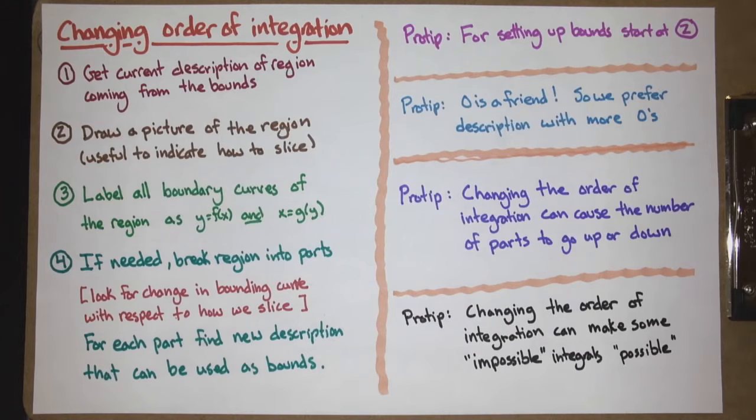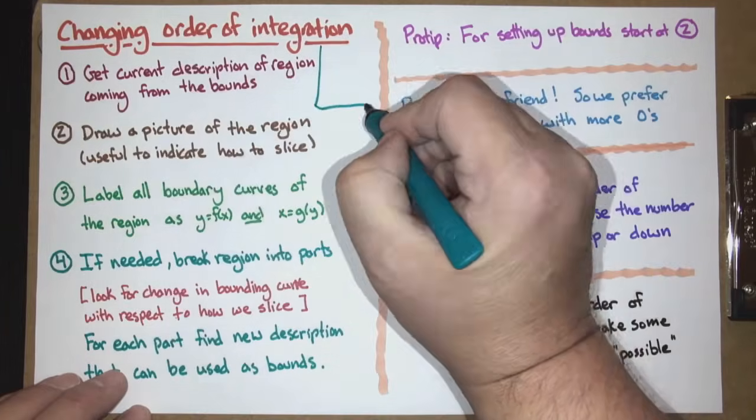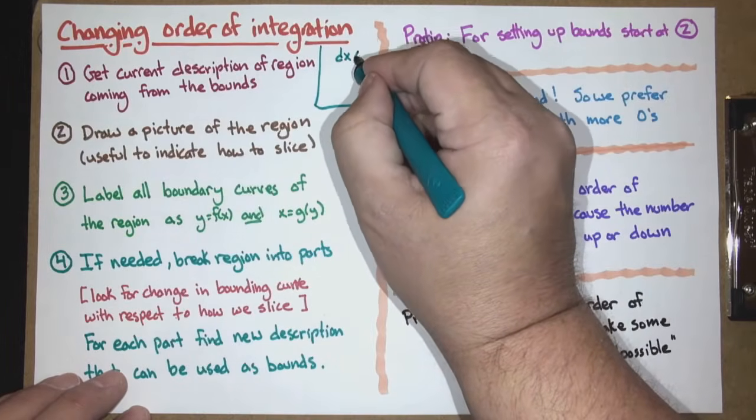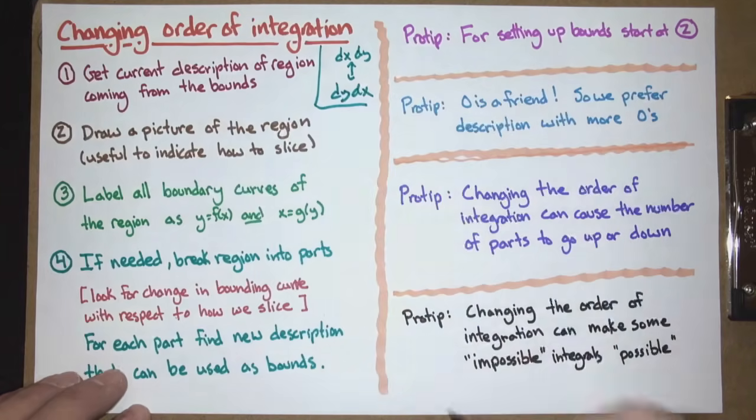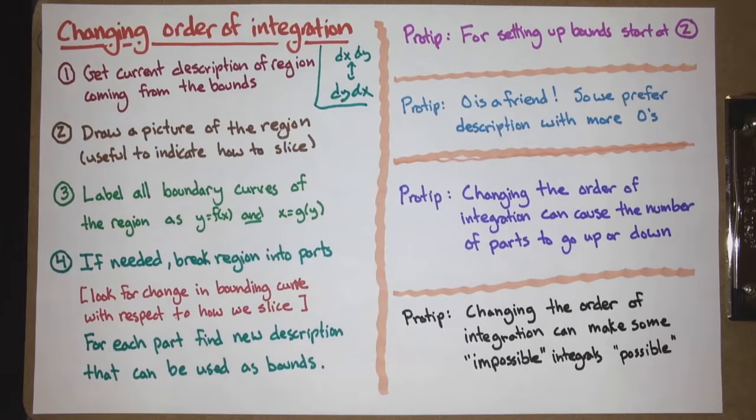And I do apologize. When I say changing order of integration, essentially that means we want to go from dx dy to dy dx, or vice versa. So we want to say, I want to change what I integrate with respect to first. That's what we mean by changing order of integration. So the bounds are storing the description. So we grab that description. Now that we have the description, draw a picture.